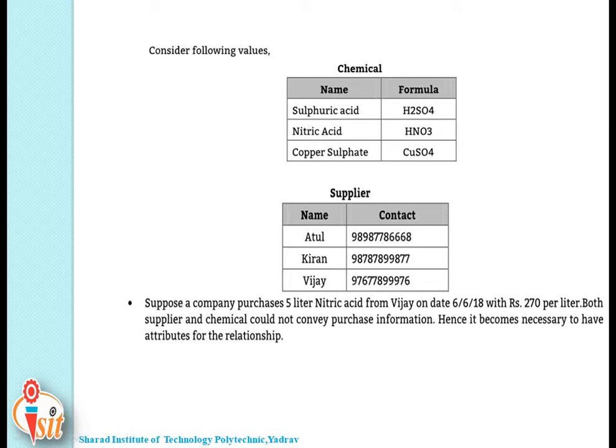Here suppose a company purchases 5 liters of nitric acid from Vijay on 6 June 2018 at rupees 270 per liter. Both supplier and chemical could not convey purchase information, hence it becomes necessary to have attributes for the relationship. That relationship is order. This one is the perfect example of a relationship attribute.